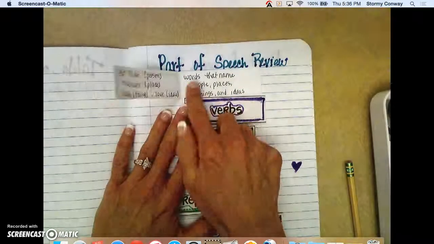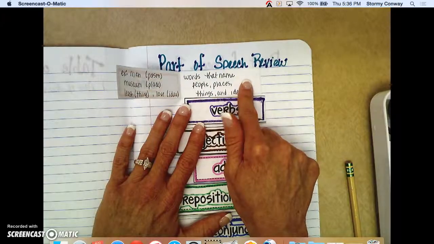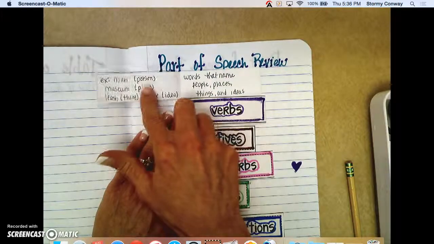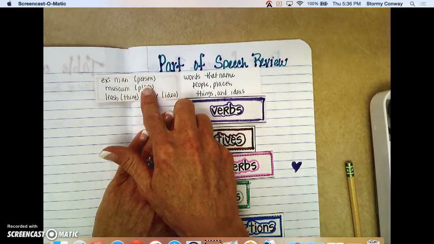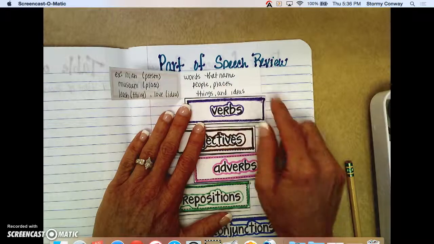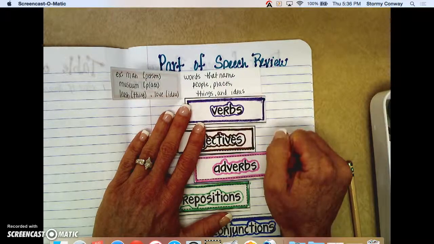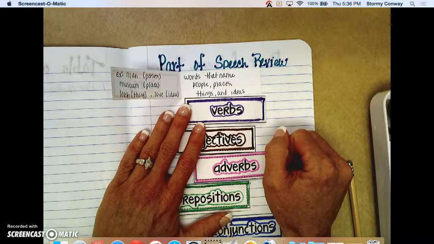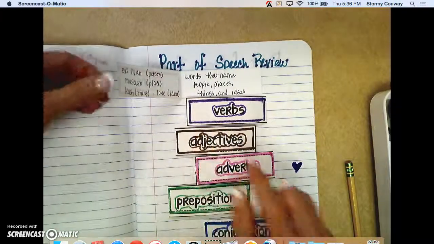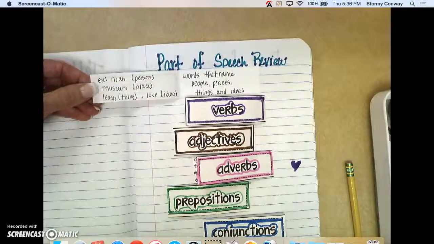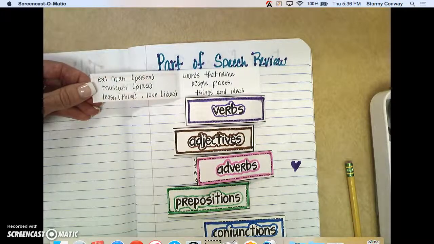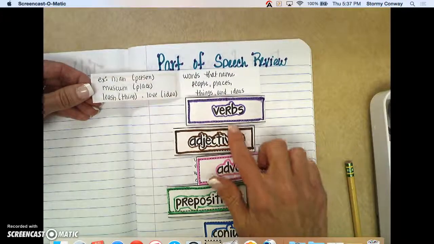Nouns, we're going to write down on the part that's glued, we're going to write the definition, and on the flap, we're going to write the examples. So a noun, they are words that name people, places, things, and ideas. An example would be man, which is a person, museum is a place, leash, which is a thing, and love is an idea. The next thing, verbs.